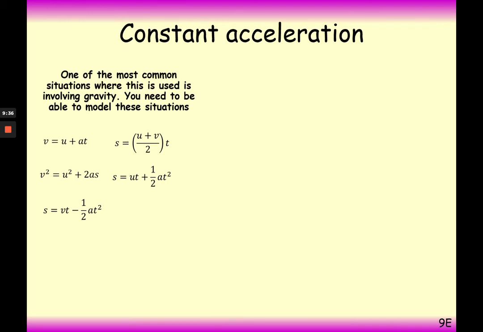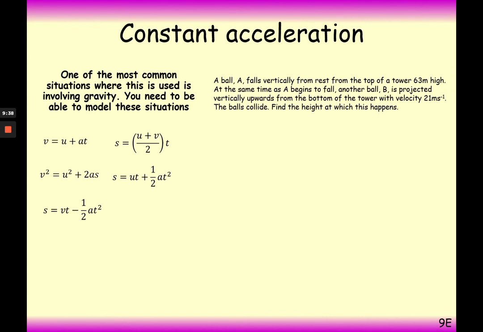Right, next one, a slightly more complicated one. We've got two particles this time. A ball A falls vertically from rest at the top of a tower which is 63 meters high. At the same time, that's important, at the same time as A begins to fall, another ball B is projected vertically upwards from the bottom of the tower with velocity 21 meters per second, and they collide. So we're trying to find the height at which they collide.